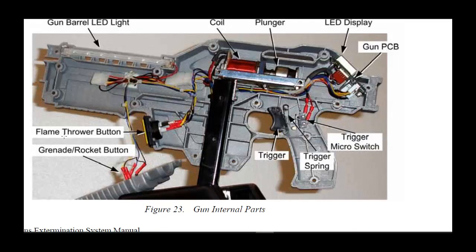As we see here, we have the flame button, and the grenade rocket button to throw the grenade at the player, and we have the trigger to shoot the bullet. Okay, and this is a small LED display to see how many bullets. This small device makes the gun shock like a real gun when the player pulls the trigger.